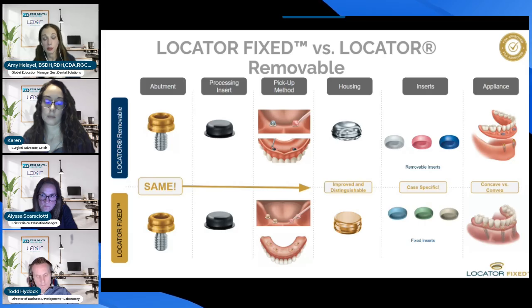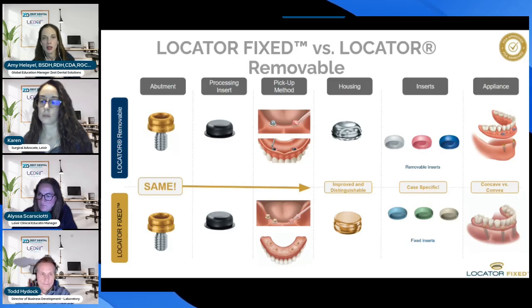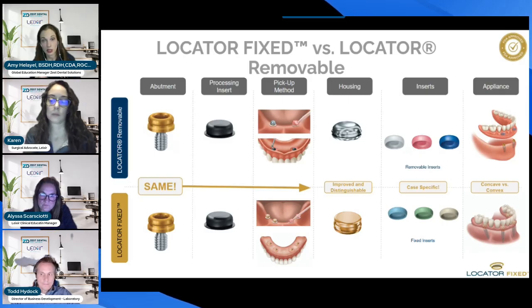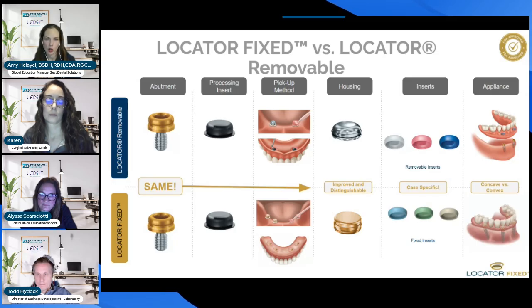It uses the implant and locator abutments as retention, because an overdenture is implant tissue supported, but implant retained. So it uses the implants kind of like a snap to hold it into place. But what can we do to make it permanent? And at Zest, we developed a procedure and a product called Locator Fixed, where it's a different housing, different inserts. And we're going to highlight that at the next webinar and how that all works together.